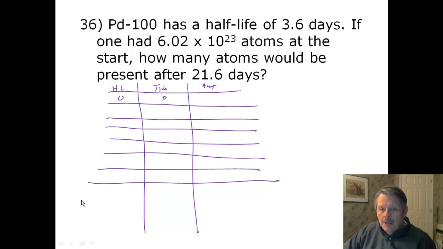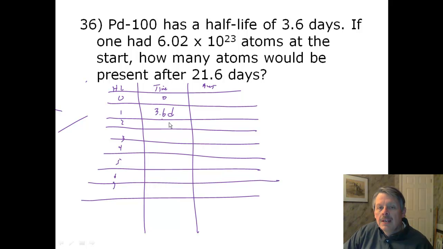Wonder how many of these I'm going to have to do. All right. Let me just write these numbers down. 3, 4, 5, 6, 7. All right. And let's say I have my half-life of 3.6 days. So I put my 3.6 in here. And this is in days. Right? So it's saying how many atoms would be left after 21.6 days.